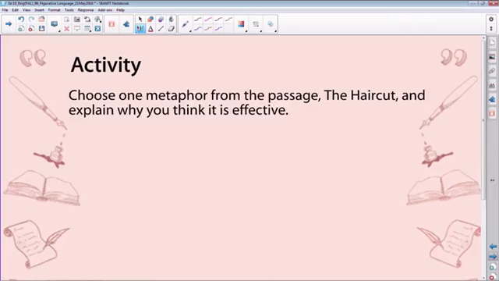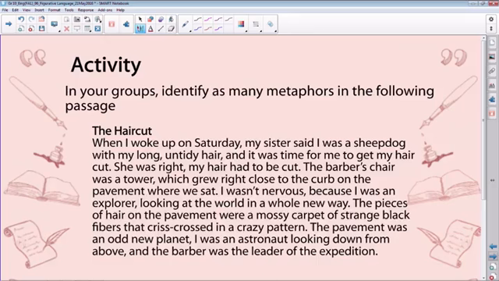Let's have a look. Now, a question again that you might be asked. We're not going to go through this, but I just want to give you an example of what you may have in your test and exam. It would be phrased very similar to the simile question: choose one metaphor from the passage, the haircut, and explain why you think it is effective. Okay, remember, you've got two parts to the question. Choose one, so you need to identify it. And then the second is you need to explain its effectiveness. Okay, so there you would have your extract, you would go through it, you would identify, and then you would expand on that.